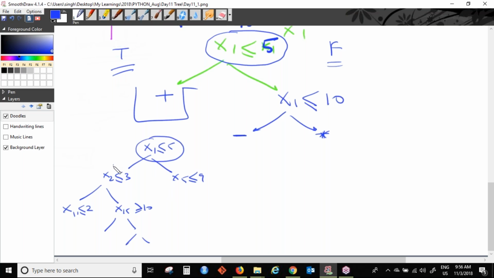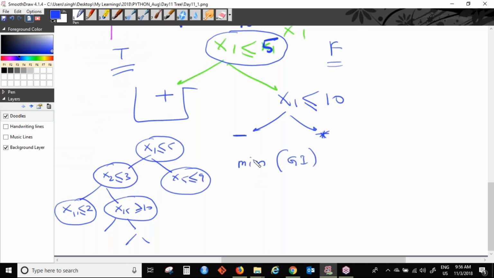I have X1, I have X2, I have X5, I have X15, X1 again. So anything is possible depending on which variable is giving the least value of Gini index. Remember the goal. The goal is to minimize Gini index. Whichever independent variable helps me do this, the software will automatically select that, no matter how many you have.